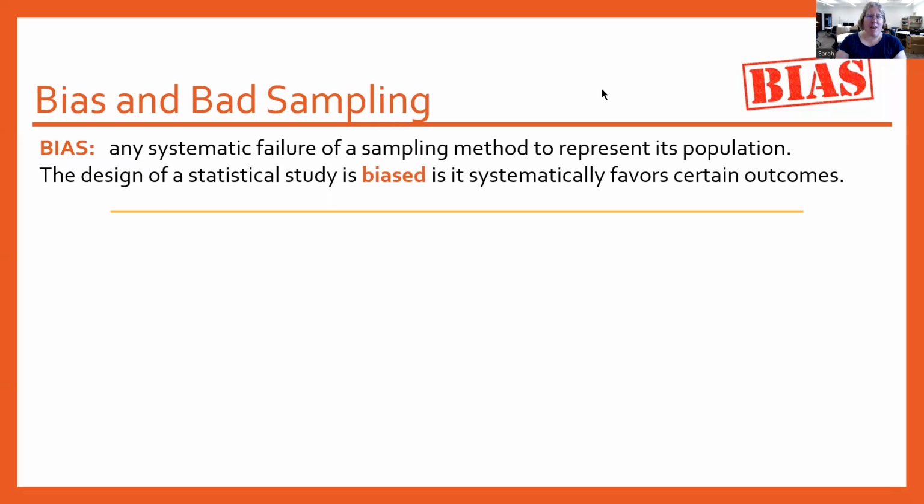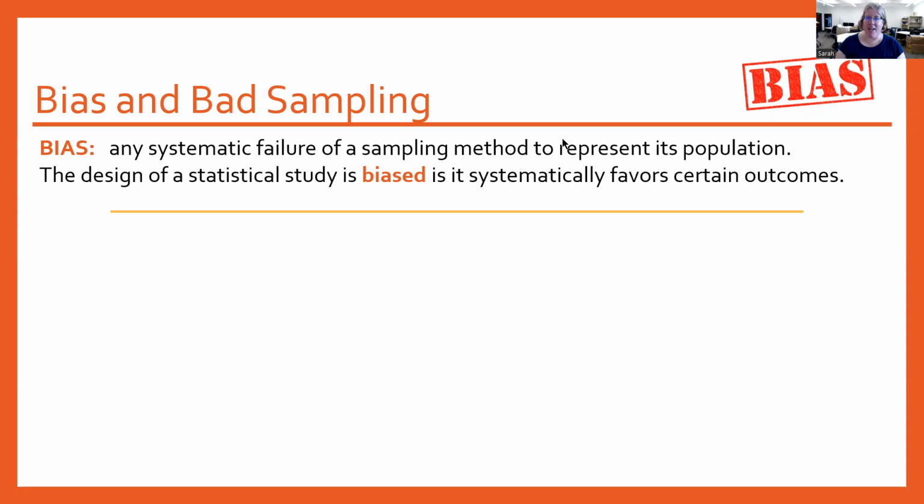All right, we keep talking about this idea of biased or unbiased data, biased samples. So I think it's time to really define what that word means. Bias in statistics is any systematic failure of a sampling method to represent its population. So in some way, we failed to obtain a representative population by the way that we're choosing our sample. The design of a statistical study is biased if it systematically favors certain outcomes or certain people or groups that are more likely to be chosen.